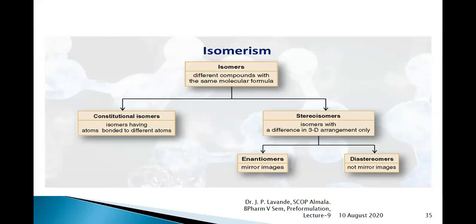Now, mirror images of each other are, for example, like when we hold the palms of our hands in front of us and close them like we do the namaskar. Here you can see that these two palms are facing each other. These are the mirror images of each other. And the diastereomer is the one which does not possess the mirror image.